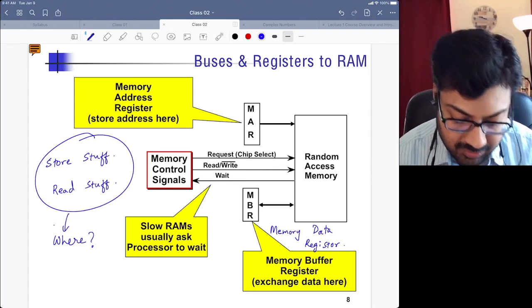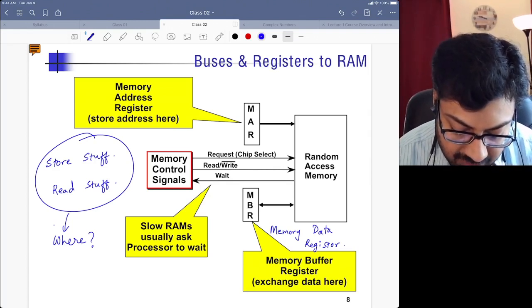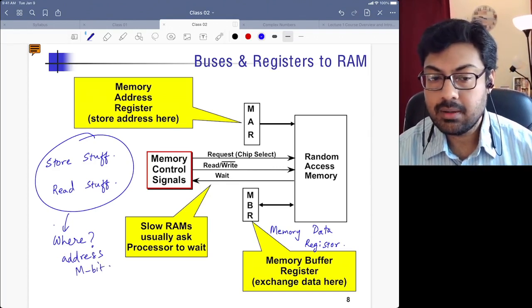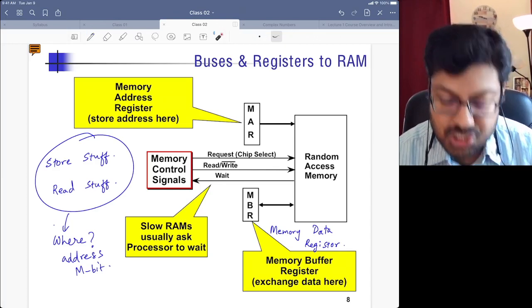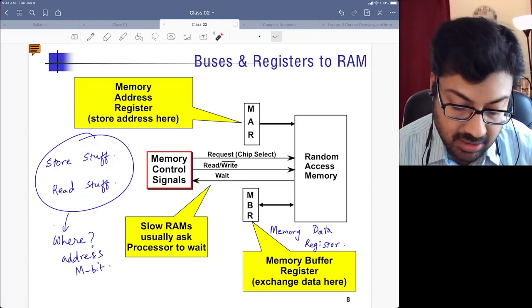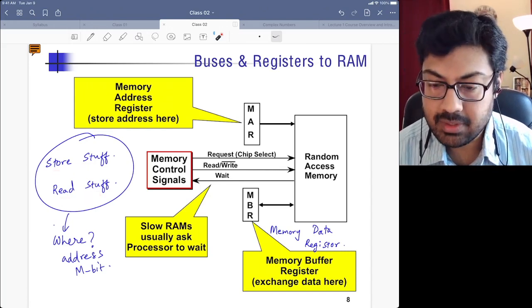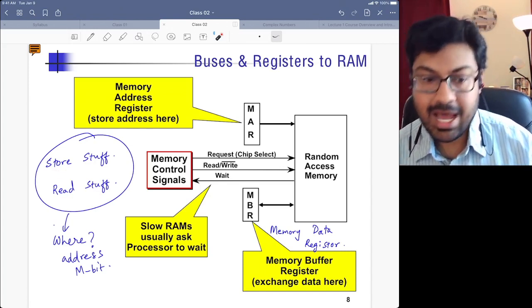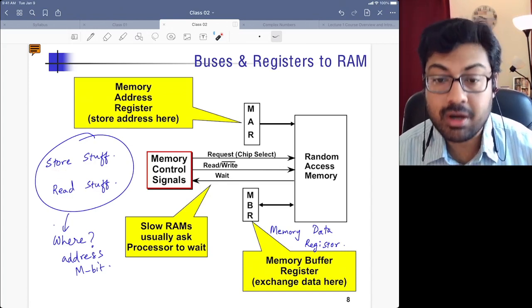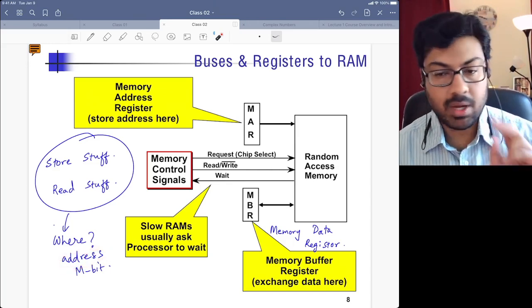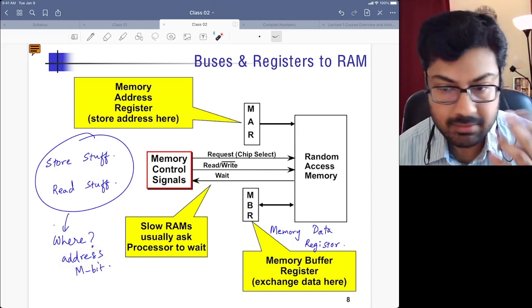There are only 2 things. So where means address, right? In our case, an m-bit address. So our stuff is data. We can either store data or read data. But where are we storing to or reading from? That depends on the address. So only 2 things: one is the address and the other is the data.